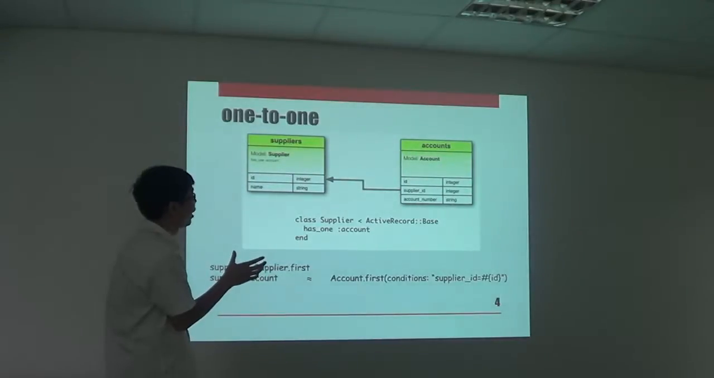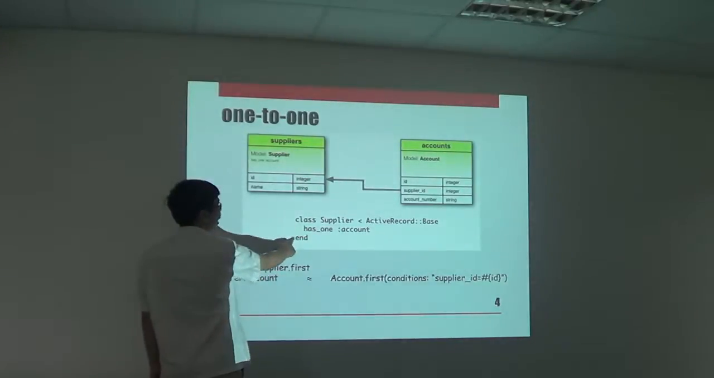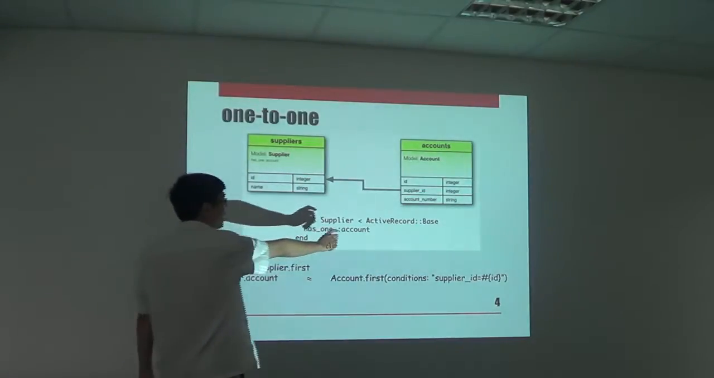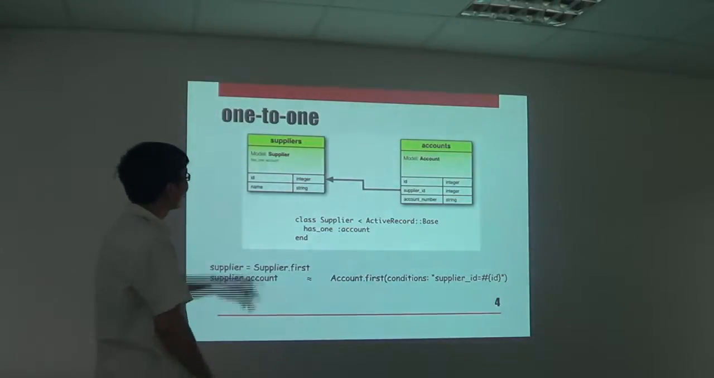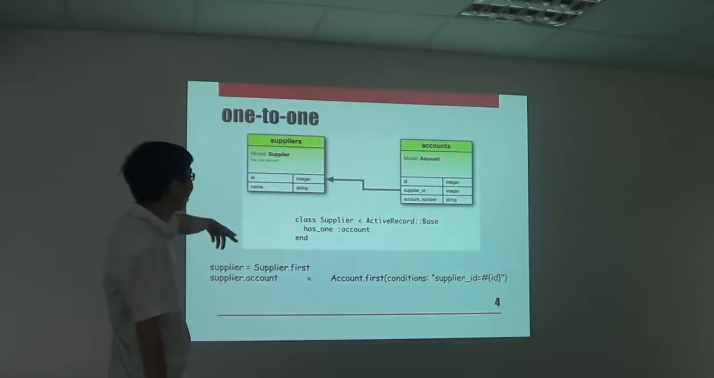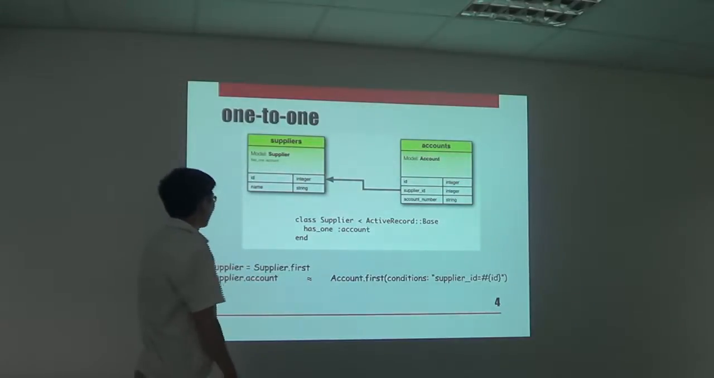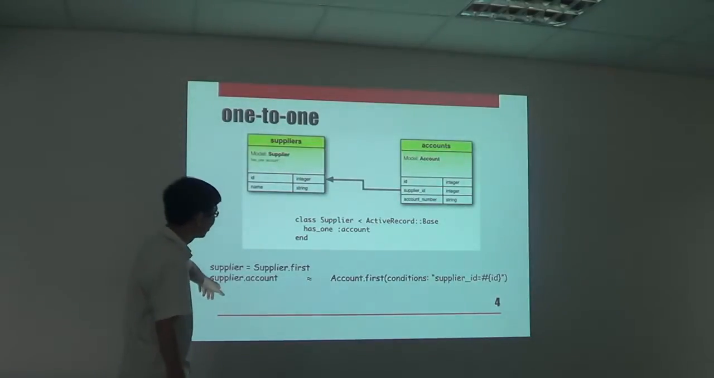A supplier, an account have one supplier. So we can define a relationship like a supplier has one account like this, and in the account table we have a supplier ID, which is a foreign key reference to the supplier. And when we define this, we can use some sentence like supplier equals supplier first, which returns a record of suppliers, and we can assign.